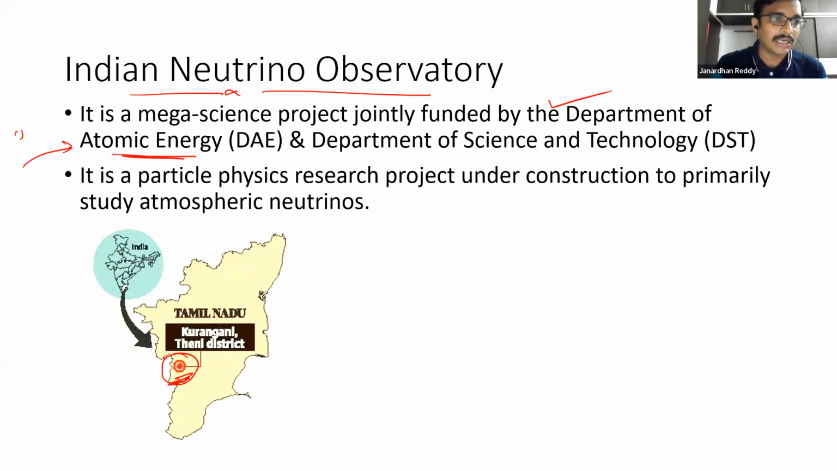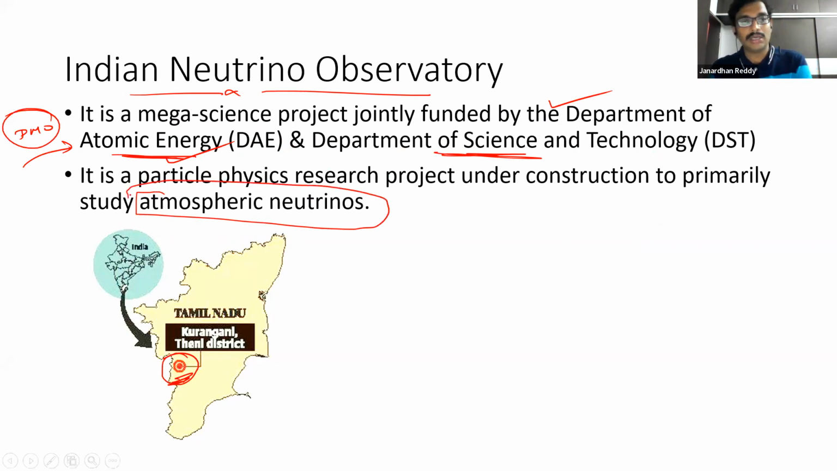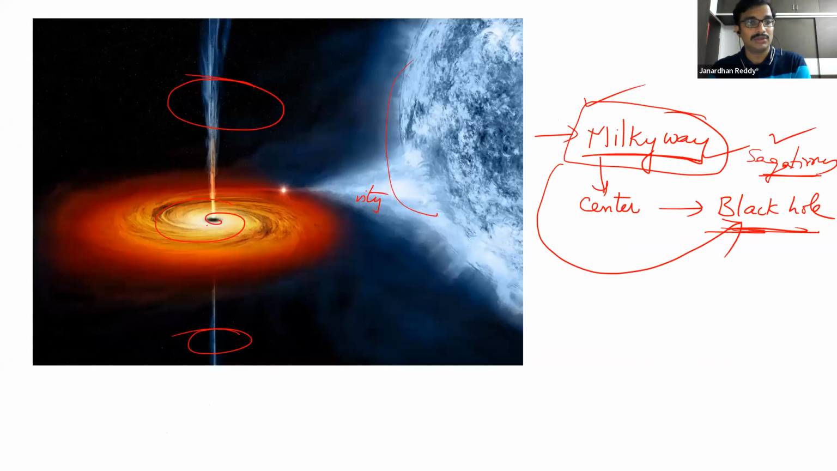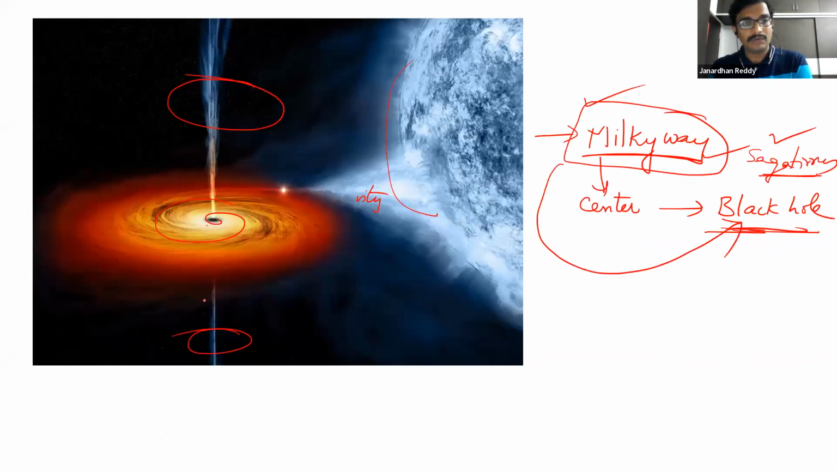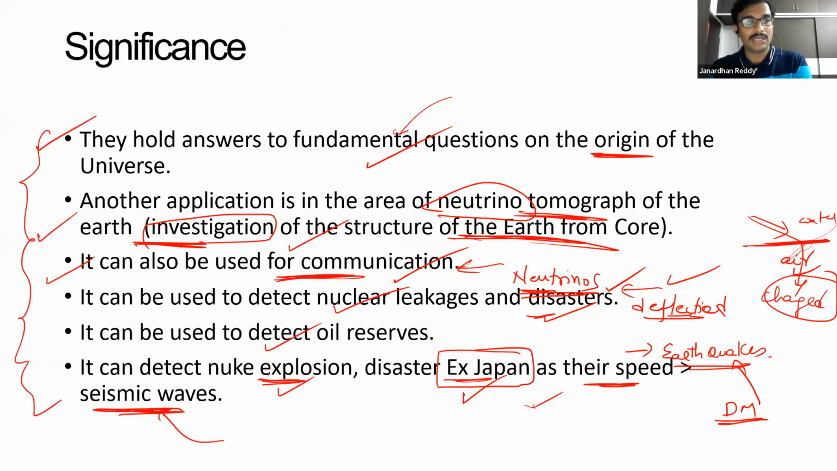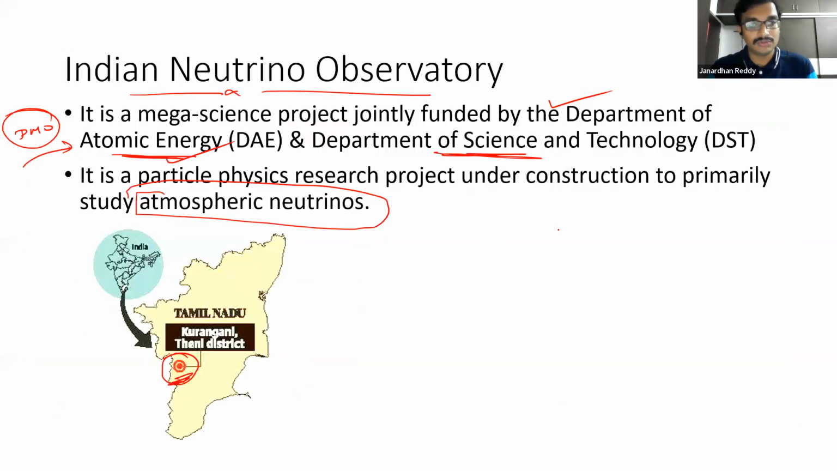Atomic Energy is directly under the Prime Minister. Science and Technology and the Prime Minister's office, both are there. Installed primarily to study which neutrinos? Atmospheric neutrinos. I already told you that there are many sources for neutrinos. One is the atmosphere. So whatever we are planning now is to study atmospheric neutrinos. The Indian Neutrino Observatory.